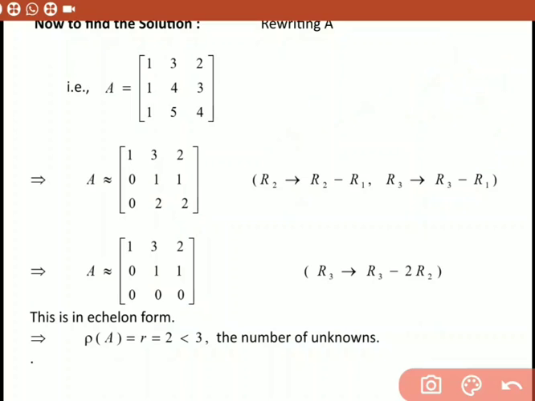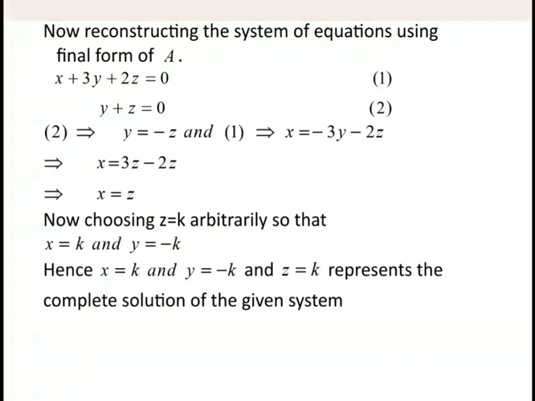We know this is the echelon form. So this implies the rank of this matrix is 2, because the rank of the matrix means the number of non-zero rows. Here there are 2 non-zero rows. Therefore the rank of this matrix is equal to 2, which is less than the number of unknowns.